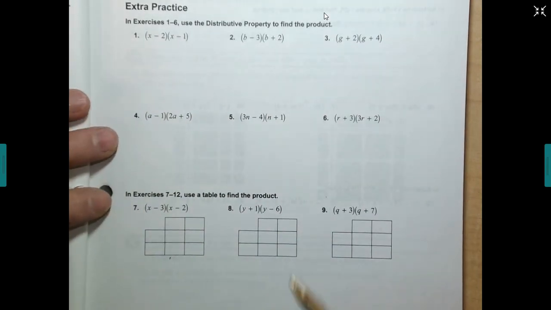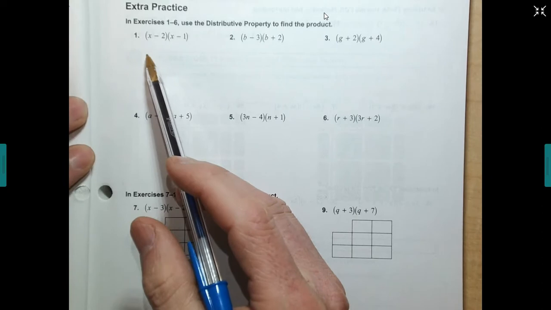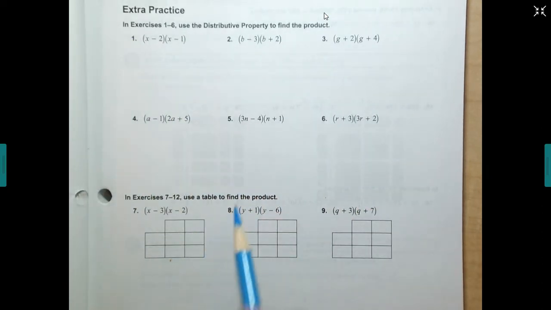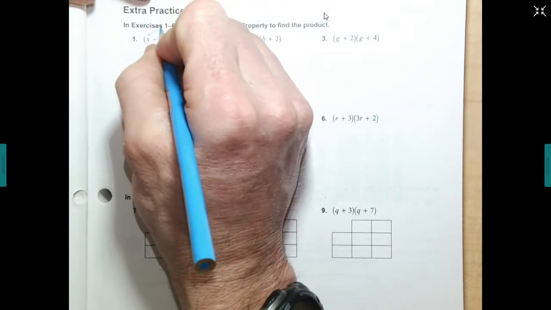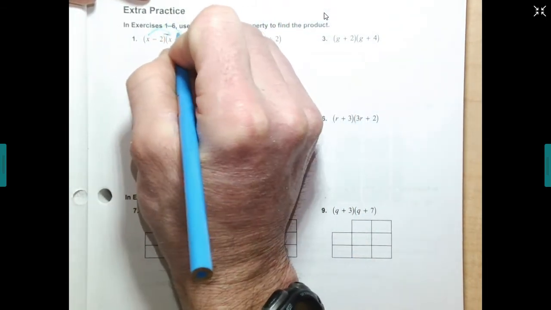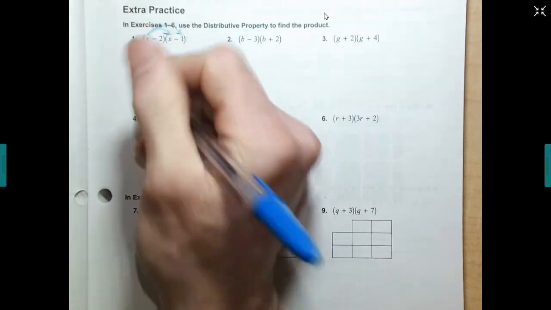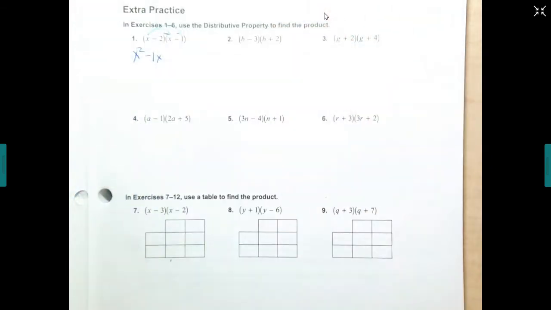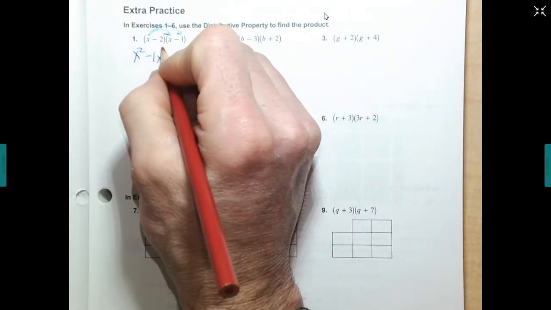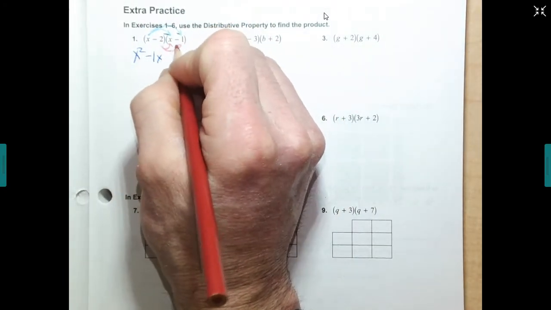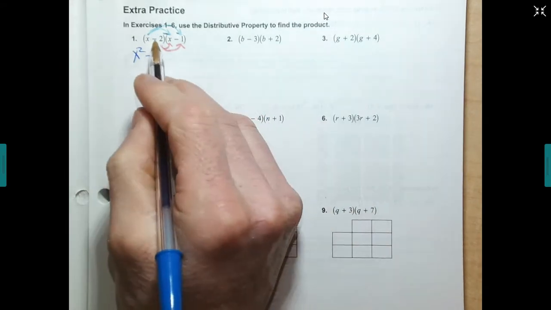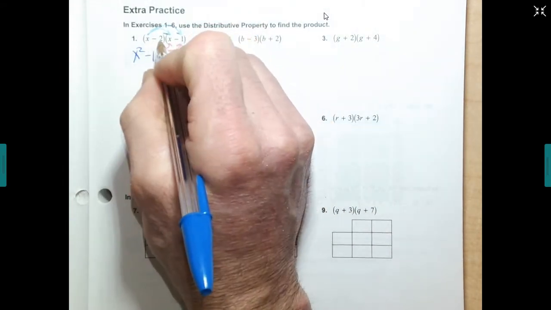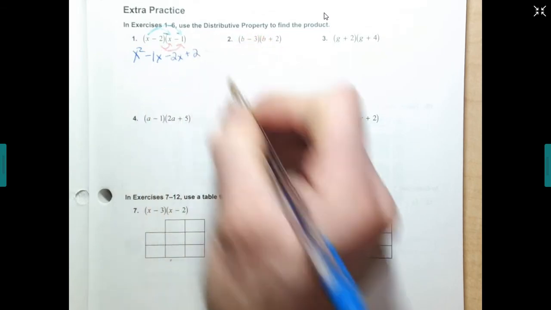So let's go through these together. I'll do one FOIL, and then I'll do one boxcar troll. Or actually, I'll do one double distribute. So x times x times -1. So I get x squared minus 1x. Then I have -2 times x and -2 times -1. Make sure that negative stays with the 2. So I have -2x. -2 times -1 is +2.